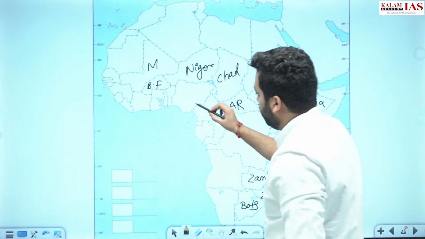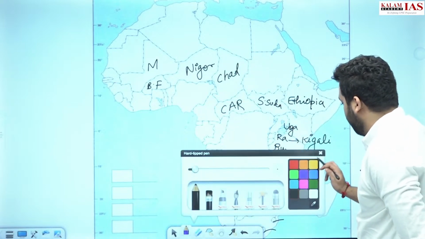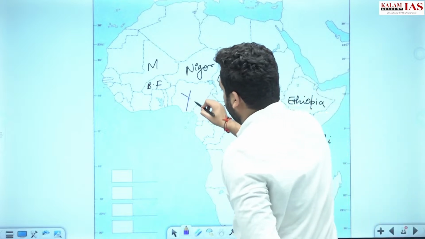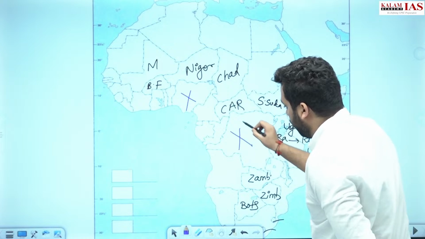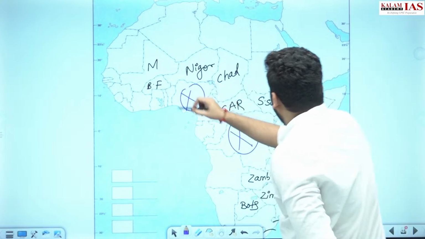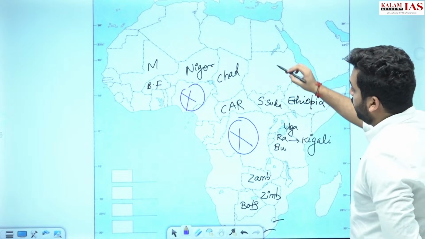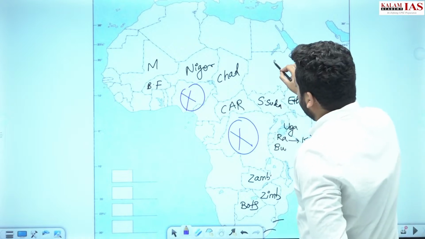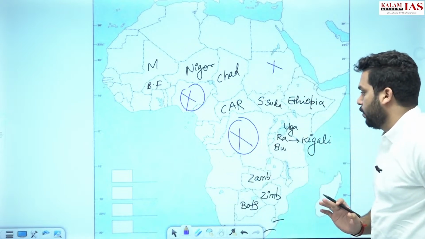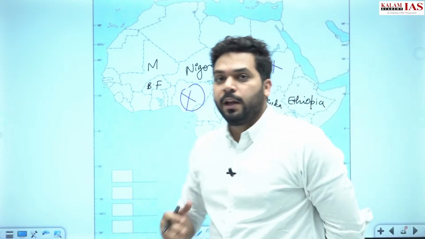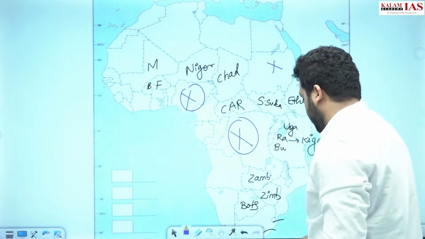What you have to keep in mind is that Nigeria is not a landlocked country, but Niger is. Democratic Republic of Congo is not a landlocked country. Ethiopia is a landlocked country. South Sudan is a landlocked country. Sudan is not a landlocked country; it opens to the Red Sea. These are the things you have to keep in mind, so you do not get confused.